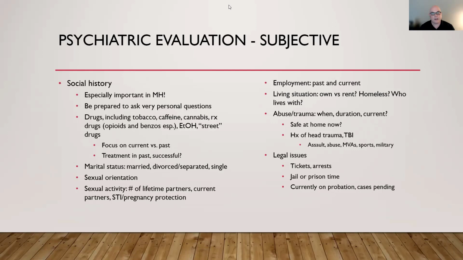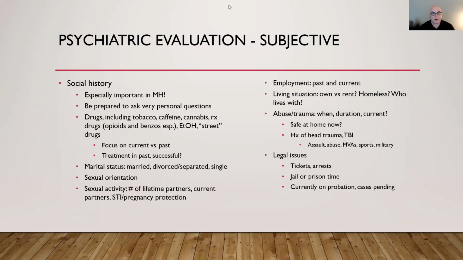The social history, we need this any time that we're assessing a patient, but it is especially important in mental health because a lot of mental health conditions will overlap with what we might consider social conditions. And sometimes we can't figure out what caused the other. Did a mental health disorder lead to substance abuse, or did high levels of substance abuse lead to depression and other psychiatric conditions? So you have to be prepared to really dig deep and ask very, very personal questions.